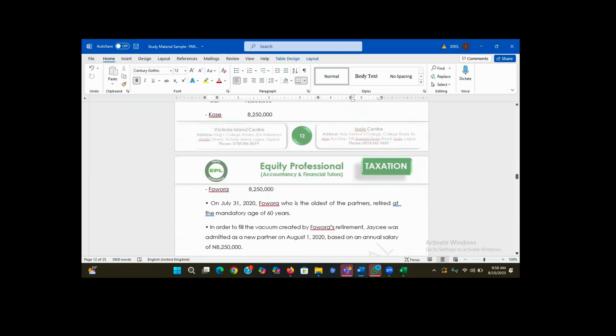That means for that year, 2020, how many months did Fowora work? 7 months. Out of 12 months, Fowora worked for 7 months. That means Fowora cannot take profit for 12 months. He will take profit for 7 months.